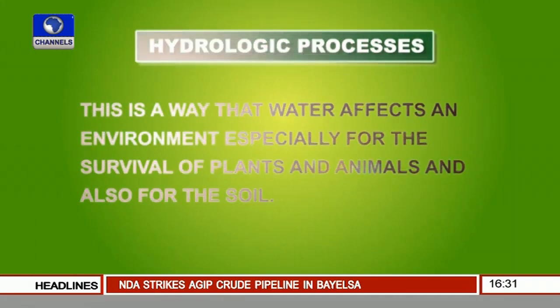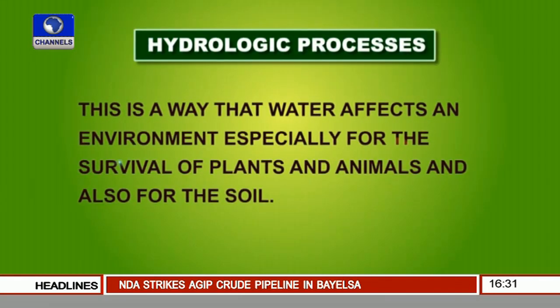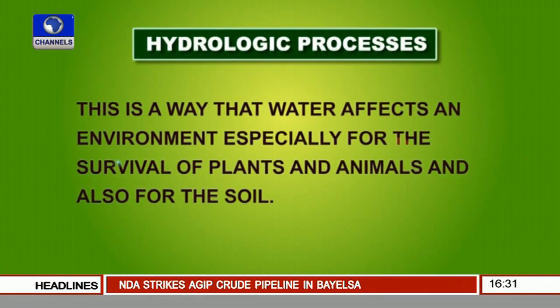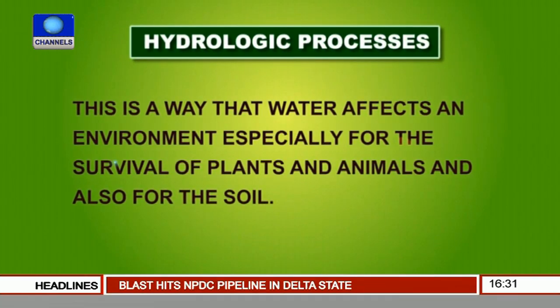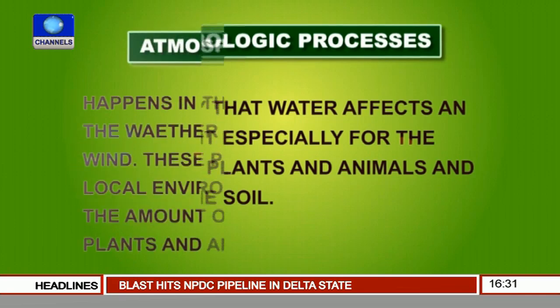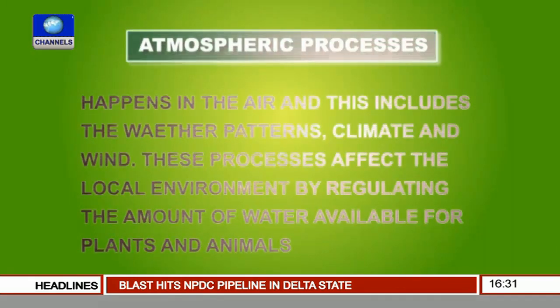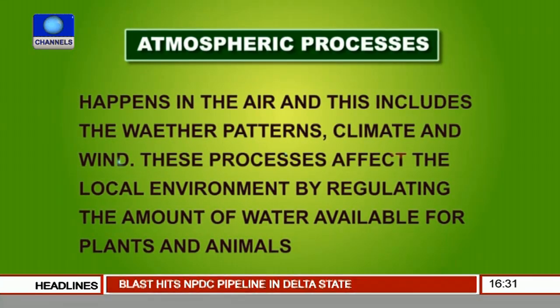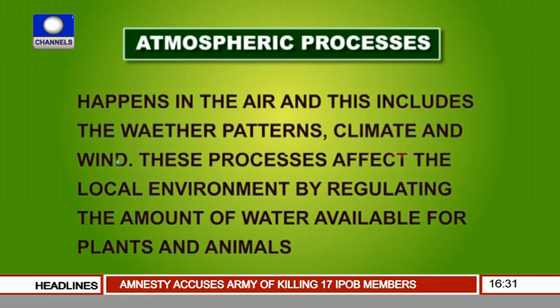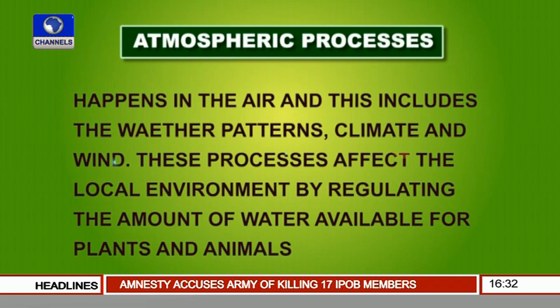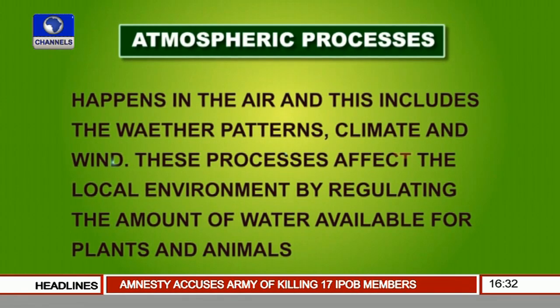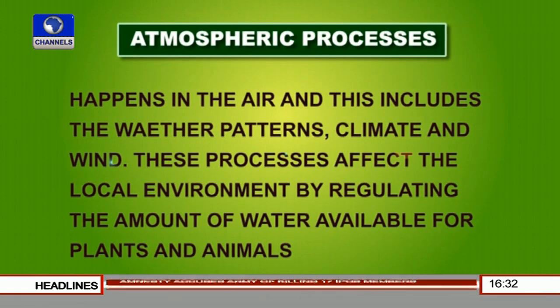The hydrologic processes are the way that water affects an environment, especially the survival of plants and animals, and also the soil. The atmospheric processes happen in the air, and this includes weather patterns, climate, and wind. These processes affect the local environment by regulating the amount of water available for plants and animals.